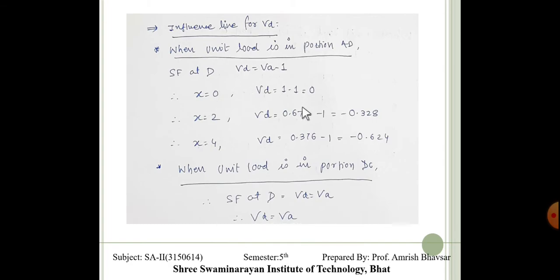This is the simple calculation. So x is equal to 0, VD is equal to 1 minus 1, then it is 0. X is equal to 2, it is here. X is equal to 4, it is minus over here.